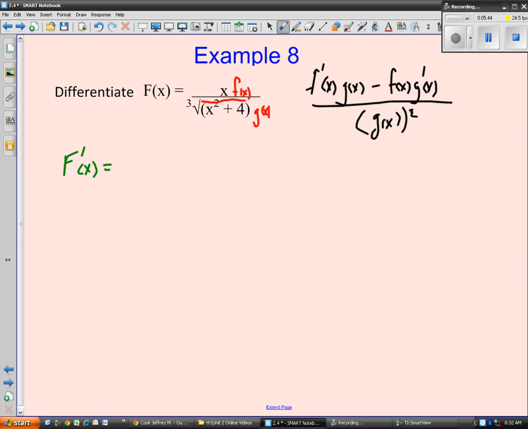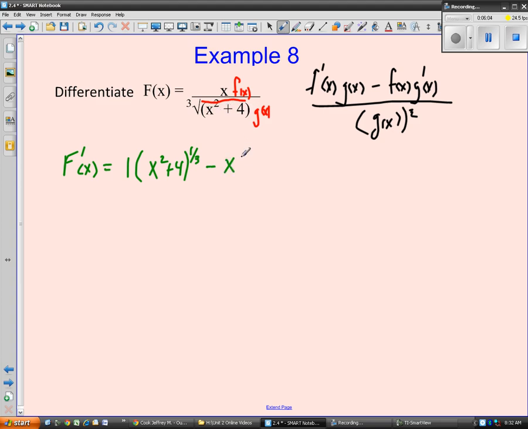So if I go ahead and differentiate this, I get f prime of x, and so differentiating x, my f of x, gives me 1, that's not so bad, and then it's times g of x, which happens to be, I'm going to write it as x squared plus 4 to the 1/3 power. And I like using fractional exponents instead of the roots, it just makes things easier. And then I get to subtract away the f of x, and now here's where the trick comes. I have to do my chain rule.